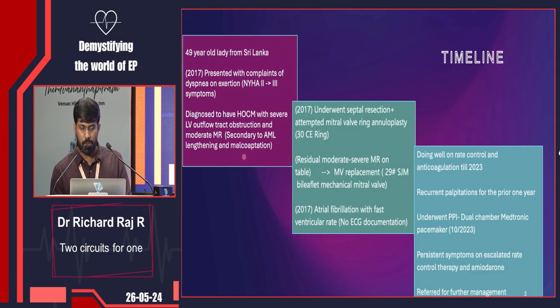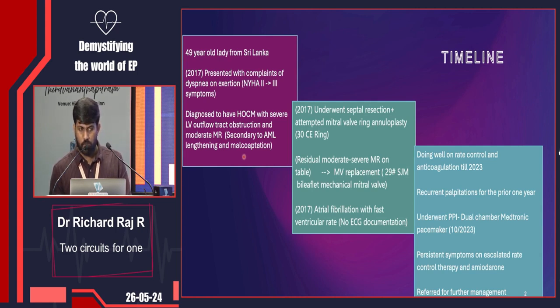So my patient happens to be a 49-year-old homemaker from Sri Lanka. In 2017, she presented with complaints of function class 2 dyspnea on exertion, which worsened to function class 3. Later, she was diagnosed to have hypertrophic obstructive cardiomyopathy with a severe LV outflow tract obstruction and a moderate MR. So she underwent a septal resection with an attempted mitral valve ring annuloplasty. But on table, there was residual moderate to severe MR, so we had to go ahead with the mitral valve replacement. All these things were done in Sri Lanka.